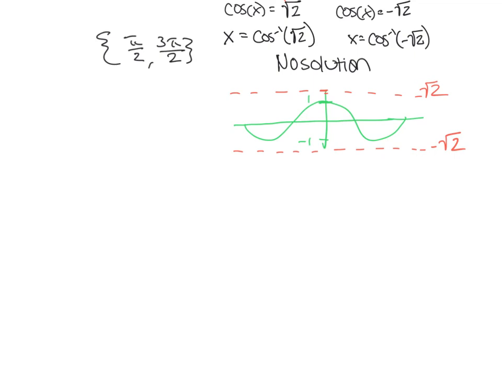I'm going to pause this. There. Okay, so very last one, example number 4. It is going to be sine of 2x is equal to the square root of 3 over 2.